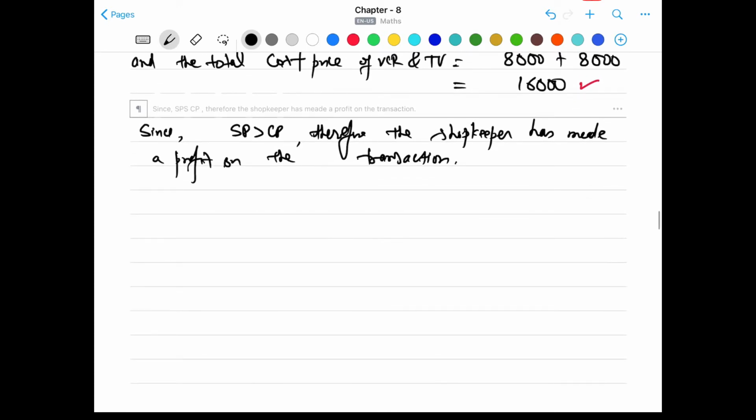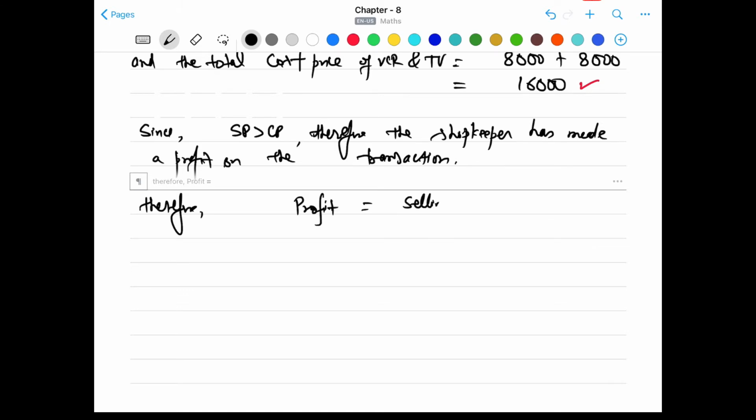So now we'll calculate the profit. Profit is given by selling price minus cost price. In this case, the selling price is 16,320 rupees and the cost price is 16,000. Hence the profit is 320 rupees.